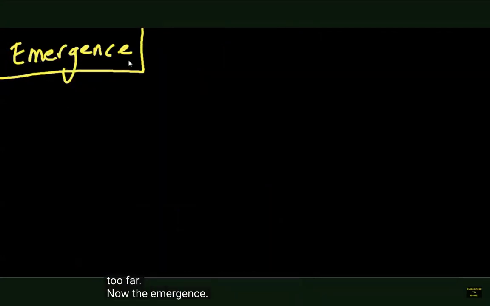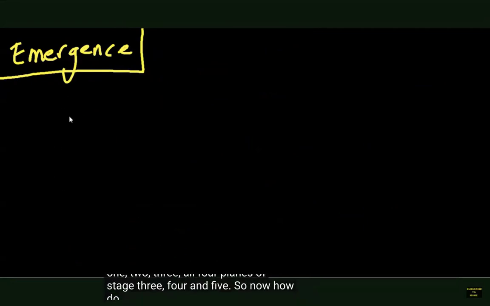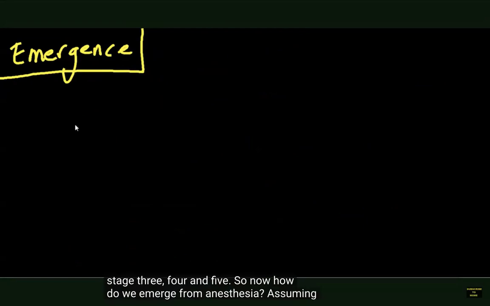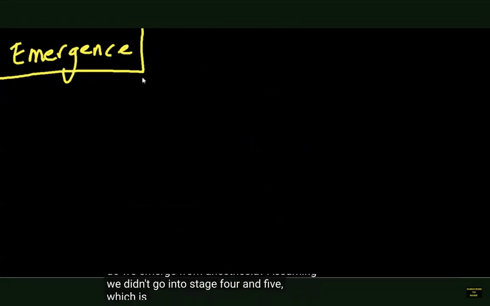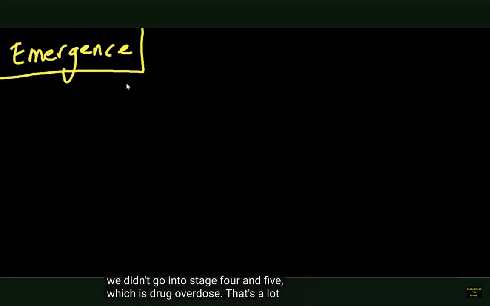Now, the emergence. So there's going to be 5 stages of anesthesia. We covered 1, 2, 3, all 4 planes of stage 3, 4, and 5. So now how do we emerge from anesthesia? Assuming we didn't go into stage 4 and 5, which is drug overdose, that's a lot of drug.